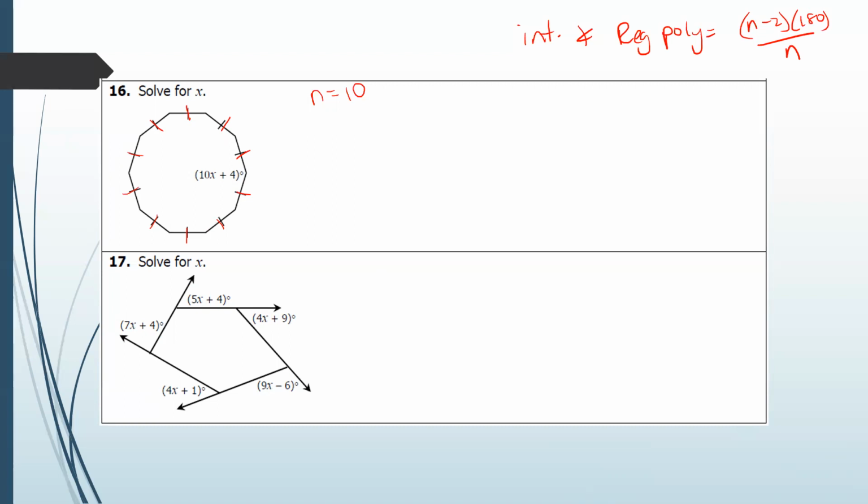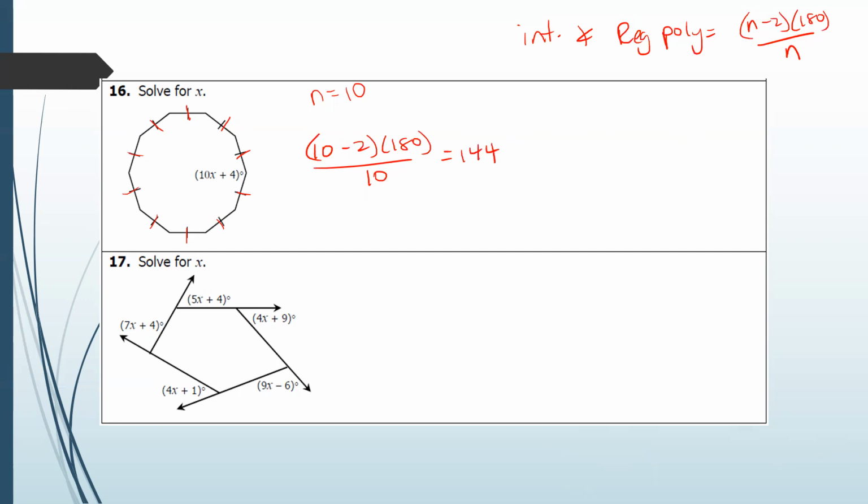In this case, n is 10. So let's find the measure of one interior angle. 10 minus 2 times 180, all divided by 10. Okay, well, 10 minus 2 is 8. 8 times 180, divide that by 10. Each angle here measures 144 degrees.